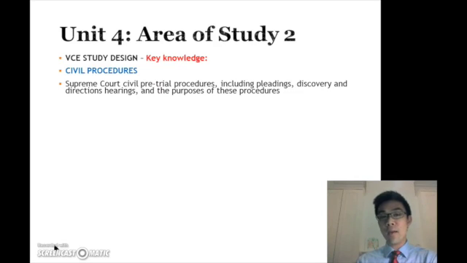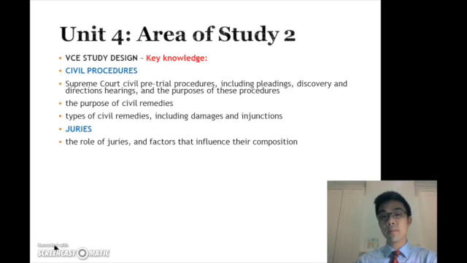It goes on though, we then, after having covered criminal procedures, we look at civil procedures as well. And you'll look at things like pleadings, discovery and directions hearings. Again, those things we would have covered very briefly in Year 11. We need to go into a lot more detail this time. So don't rely on the knowledge that you already have, and be prepared to really supercharge the detail that you have in your toolkit.